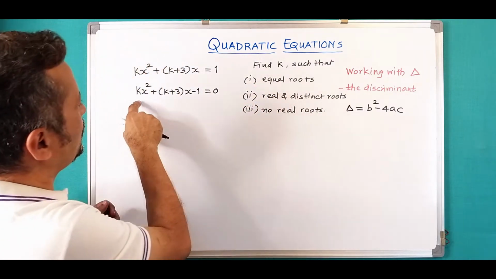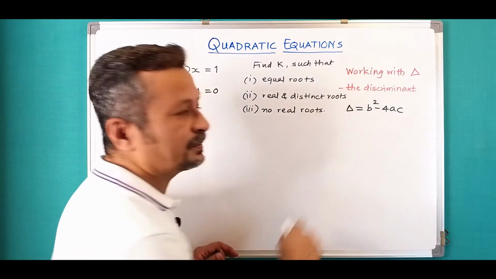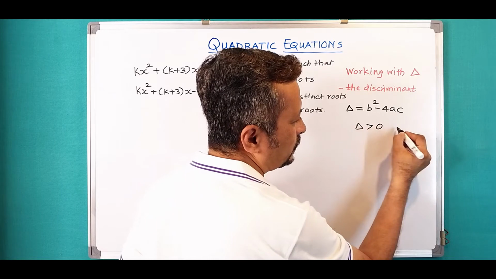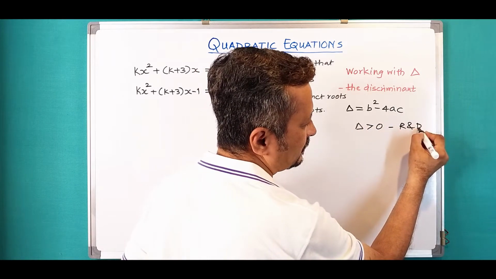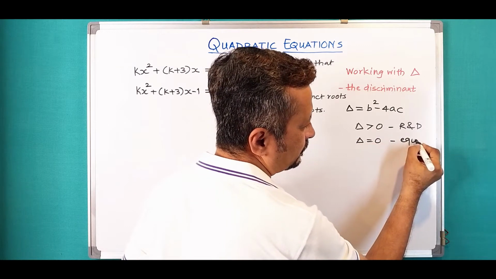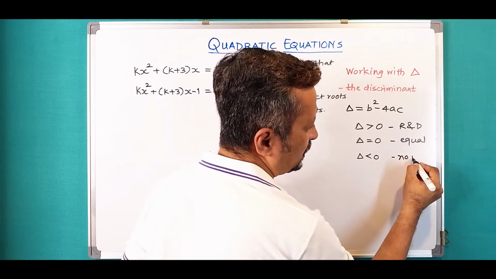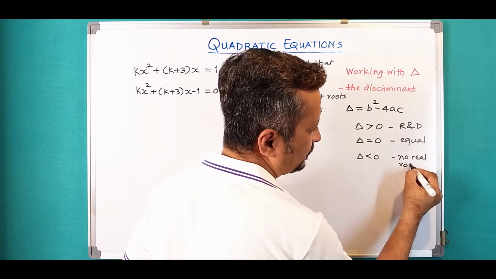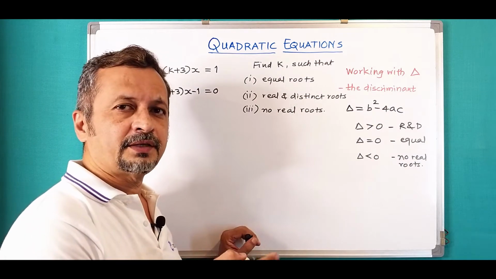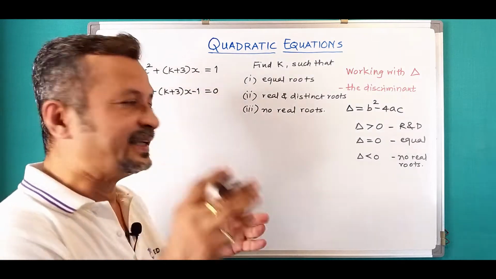So now let us expand this and test b square minus 4ac. We know that if delta is greater than 0, we get real and distinct roots, delta equal to 0 gives equal roots, and delta less than 0 gives no real roots. So we will test these three conditions and get the values of k for that. First of all, let us find delta.